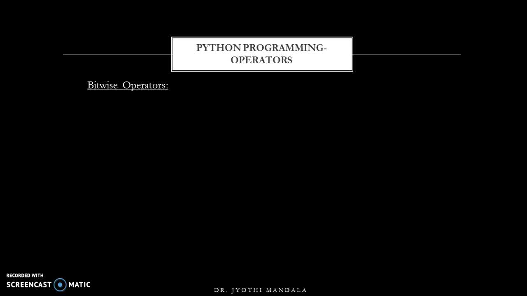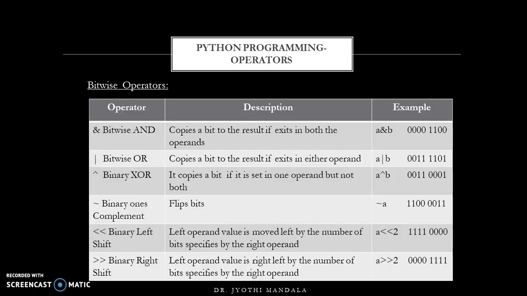Next one is bitwise operators. Bitwise operators are used to perform bit by bit operations between the values. Let us suppose A value is 60 and B value is 30.